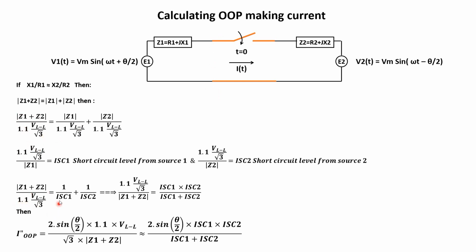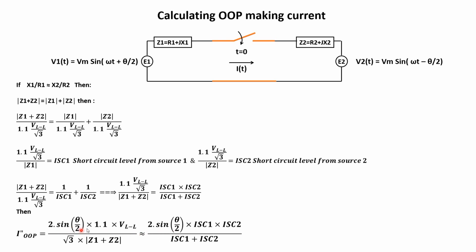So this value now is equal to the inverse of the short circuit level of source 1 plus the inverse of the short circuit level of source 2. Then if we invert both sides of this equation, this value is equal to the multiplication of the short circuit levels of the two sides divided by their summation. Then we are back to the equation we found for the out of phase short circuit type of current. I use the word short circuit, but remember there is no short circuit. There is no fault.